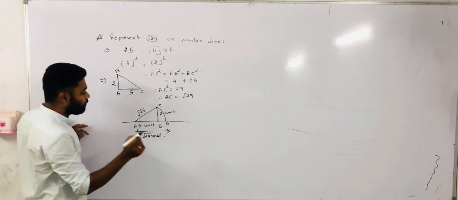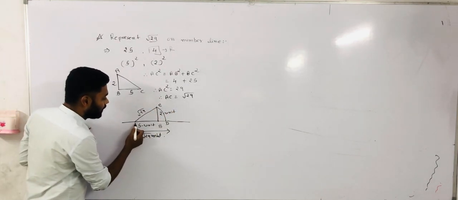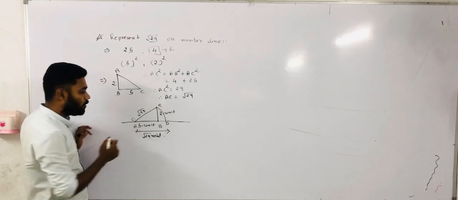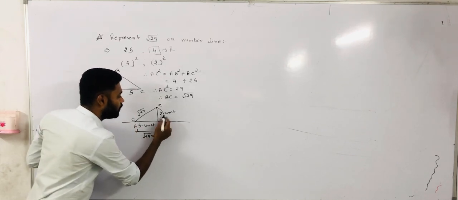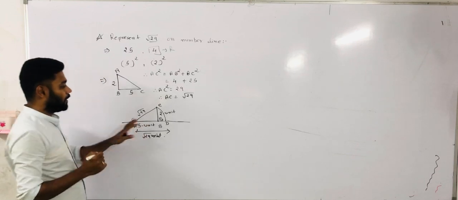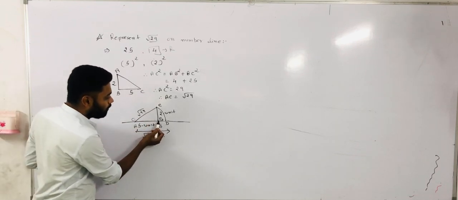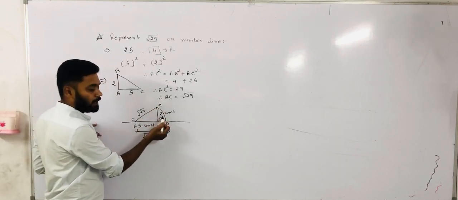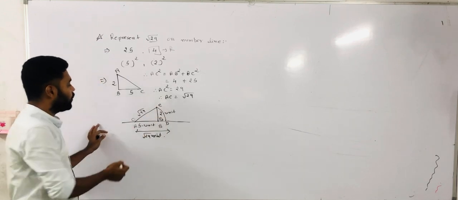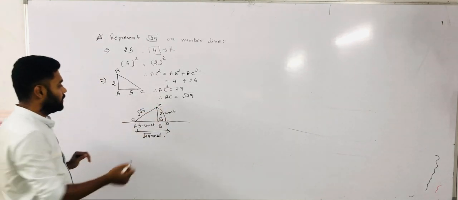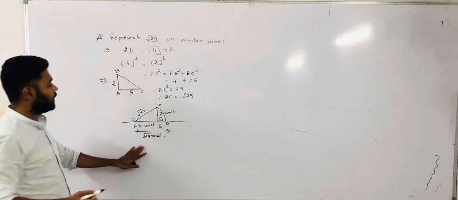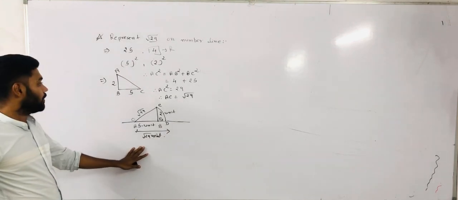If you want perfect measurement, then A is your origin, that is 0. At B, your length will be 5 units, that is 5. From 5, draw a 2 unit or 2 centimeter perpendicular line, then join A and C. This way we will get under root 29 on the number line.